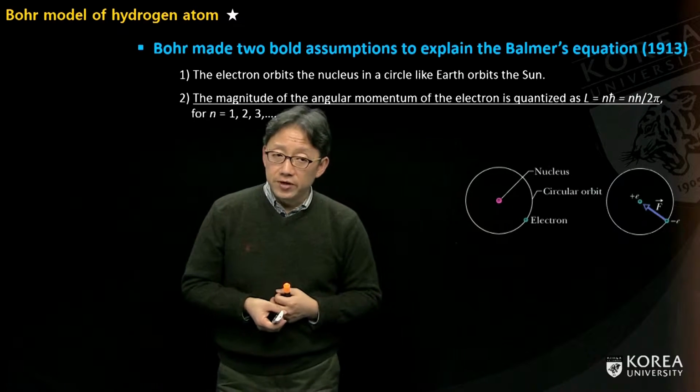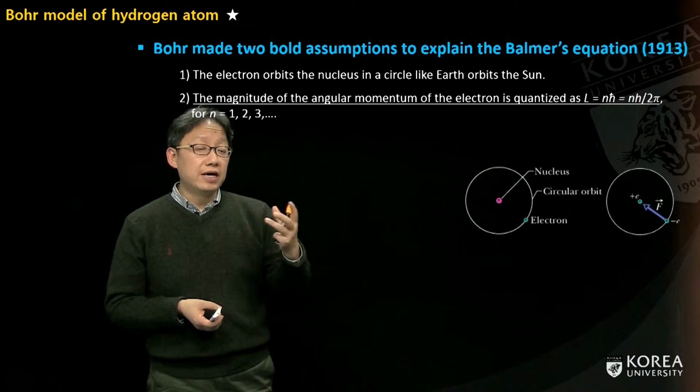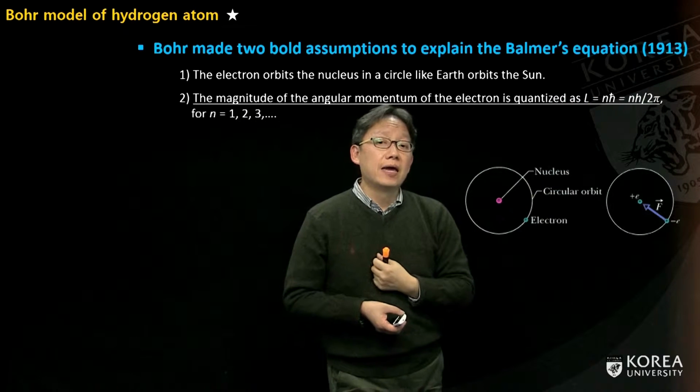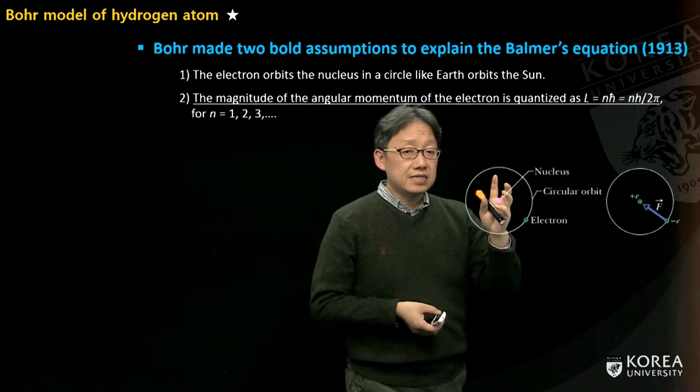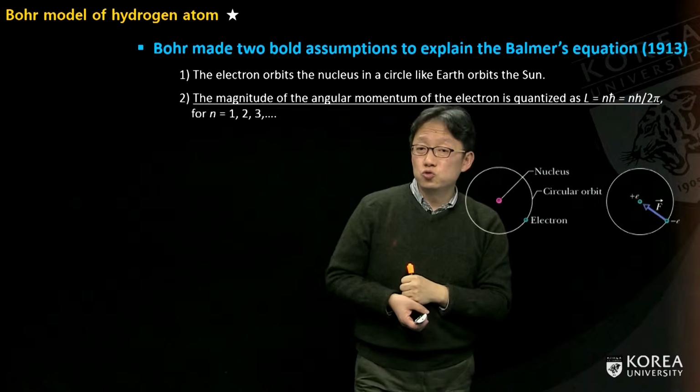He made another very strange assumption, which is that the magnitude of the angular momentum of electrons is quantized like this. This L here is the angular momentum, and he assumed that this angular momentum must be an integer n times the Planck constant divided by 2 pi. Why did he assume this? Of course, in the beginning, he did not know. He simply thought that in order to get the Balmer equation, the total energy and also the angular momentum must be quantized. So he tried to get the right solution by assuming this.